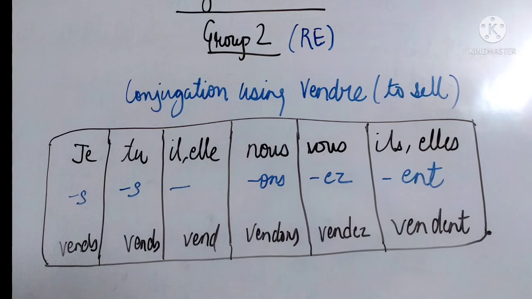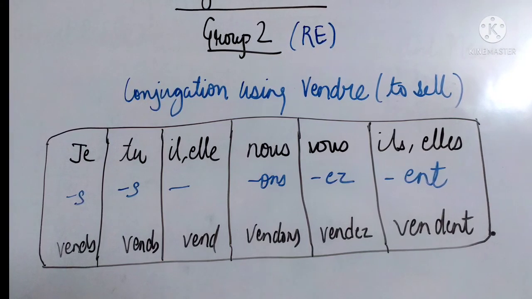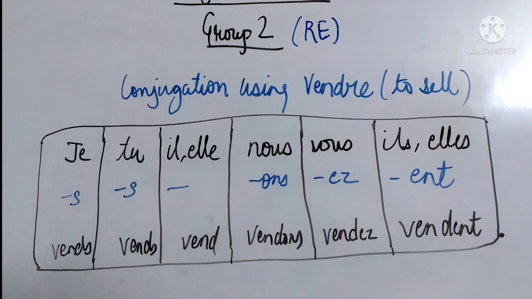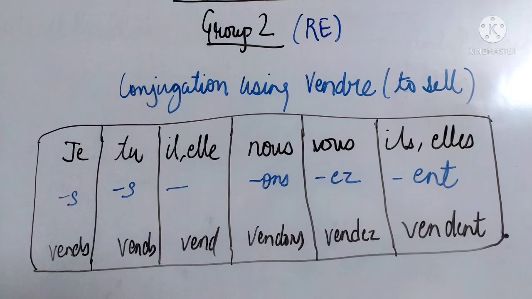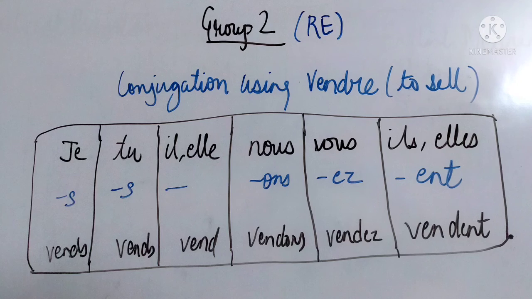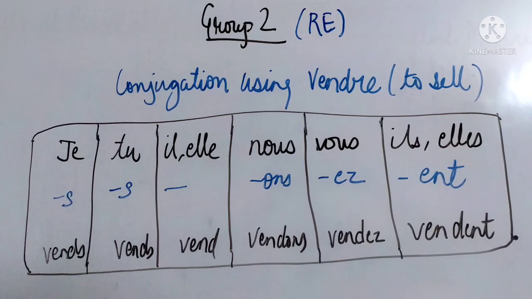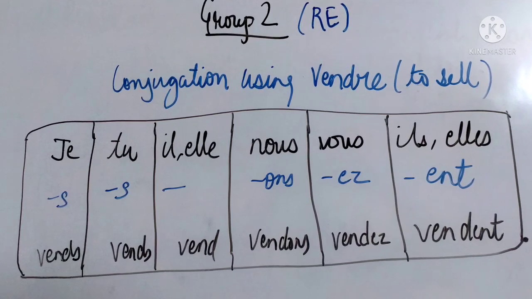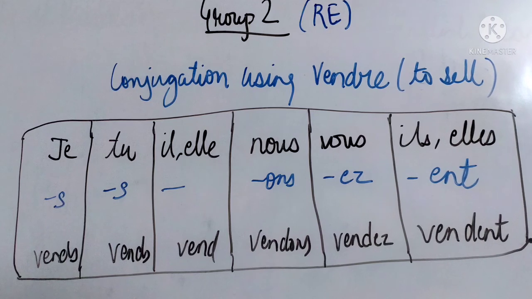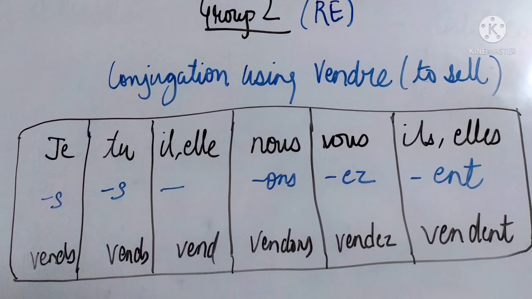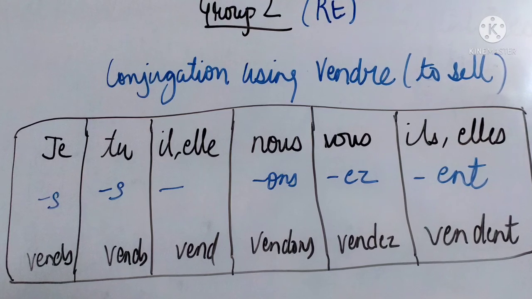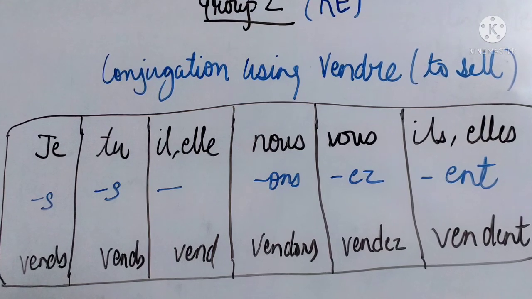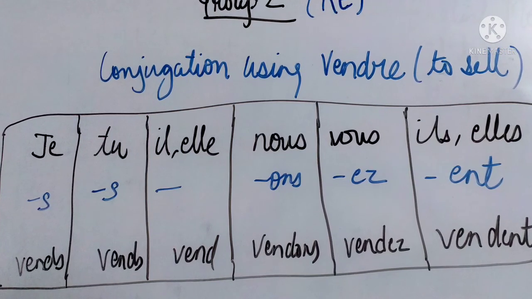VEND-S, the S is silent. Tu, it is the same, vends. Then for il, it is the same, there is nothing added. It is vend. For nous, vendons. We have added ONS. For vous, vendez. And for ils plural, vendent. We have added ENT. Just a quick recap: vends, vends, vend, vendons, vendez, vendent. Any doubt? Please write it in the comment section.